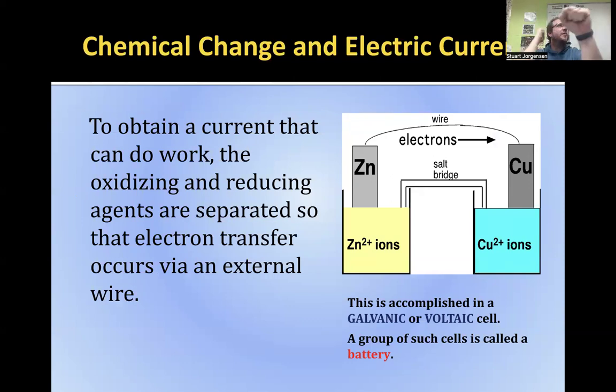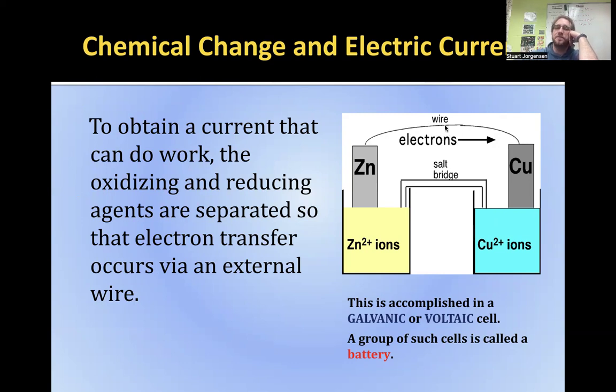In order to get a current that we can use to do work, we've got to split them apart. So we're going to have one pot, one of our containers, that's going to have our oxidation reaction. It's going to lose the electrons. And then we're going to have one beaker that's going to have the reduction. And then we're going to make those electrons go through a wire, so that way we can make those electrons do stuff for us.